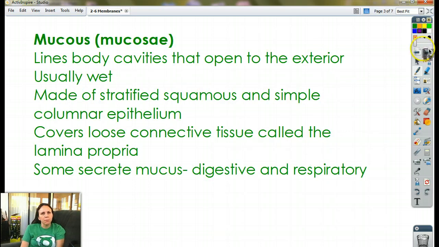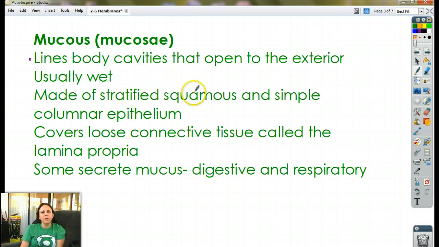The mucous membrane, or mucosae, these guys, they line the body cavities that open to the exterior. So anything you can poke a finger into, so your nasal cavity, your mouth, all the way down to your esophagus, your trachea, your lungs, your small intestine, your large intestine, your stomach, and other holes down there, those would all be considered mucous membranes. They're usually wet. Some are a little drier than others, so if you stuck a finger up in your nose, it might be a little dry.